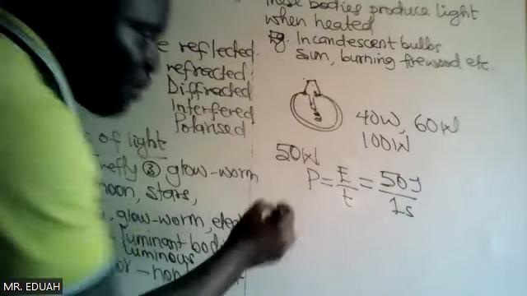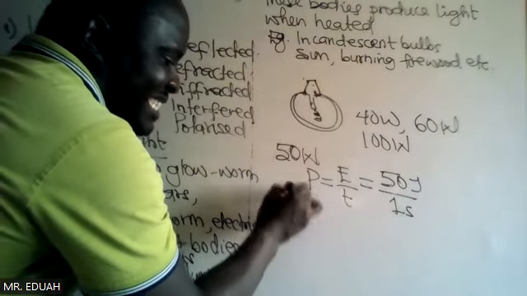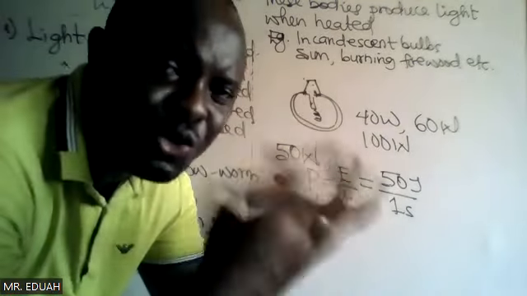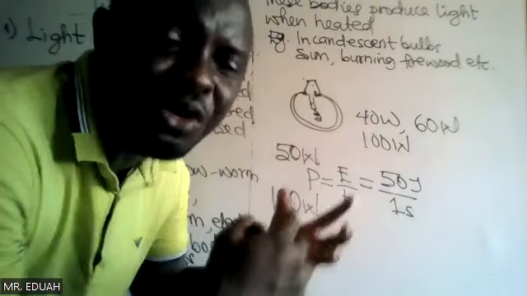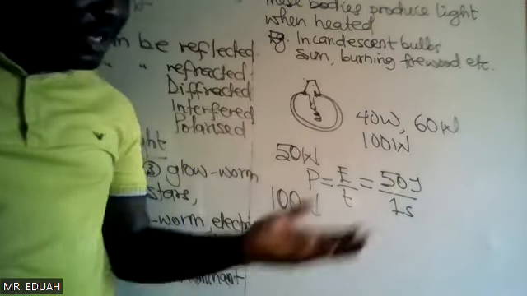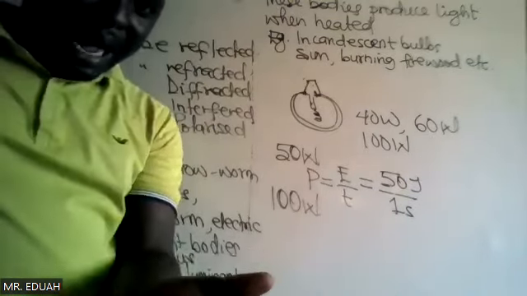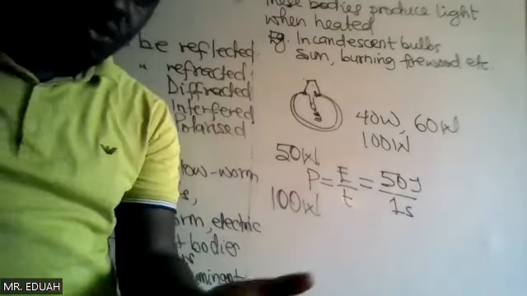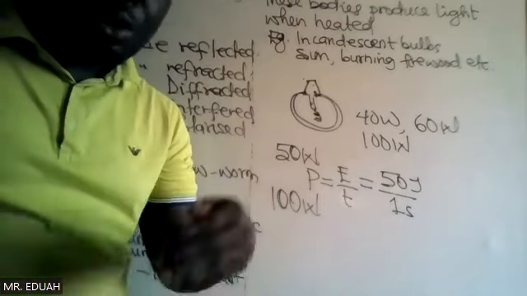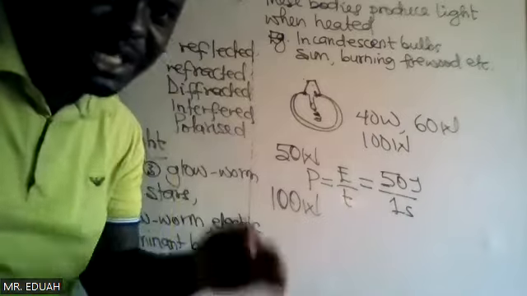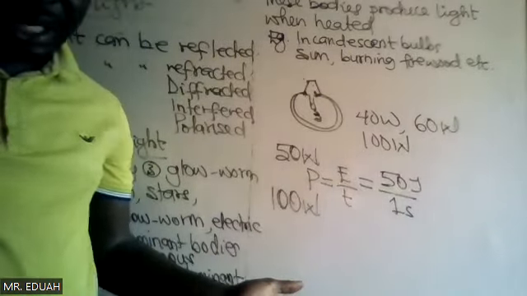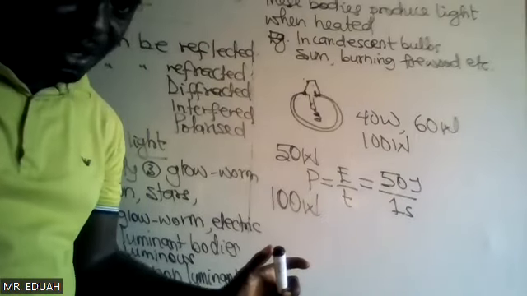So if you have a bulb and it's rated 100 watts, then it means that within 1 second, 100 joules of electrical energy will be converted to light energy. And so if you are going to buy, the choice is yours. Are you going to buy the one that consumes greater electrical energy within a short time or lesser? The choice is yours. Please, class, are you following?